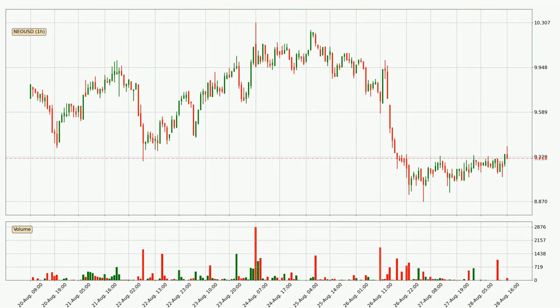Looking at the NEO hourly time frame, the price moved only slightly to the upside with around 1.4% in the last 24 hours, with a current price of 9.22.